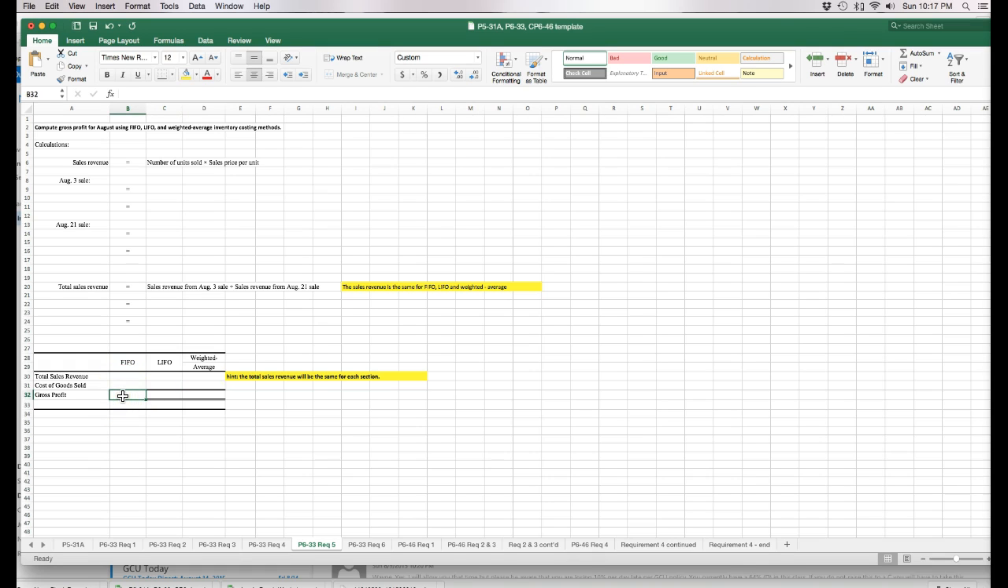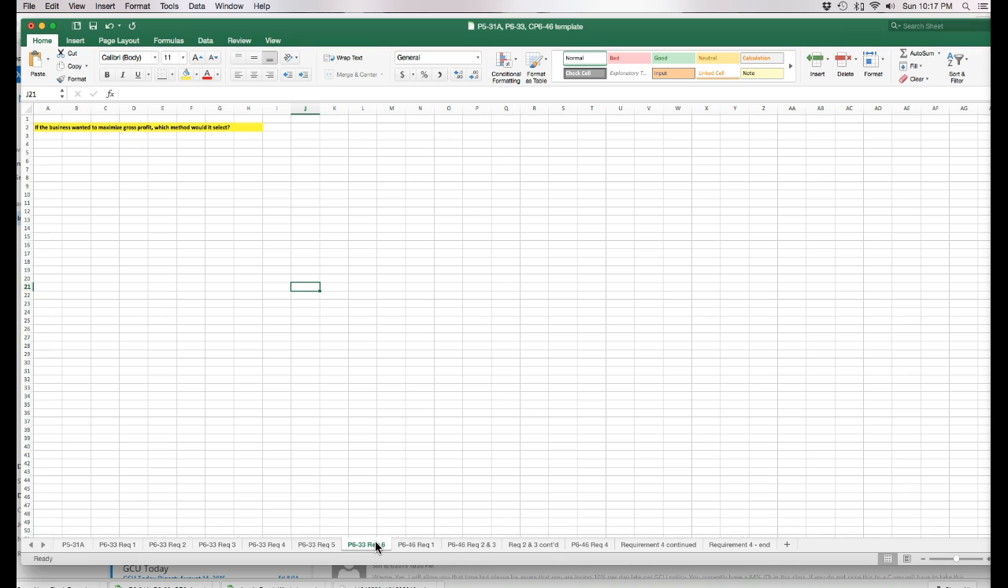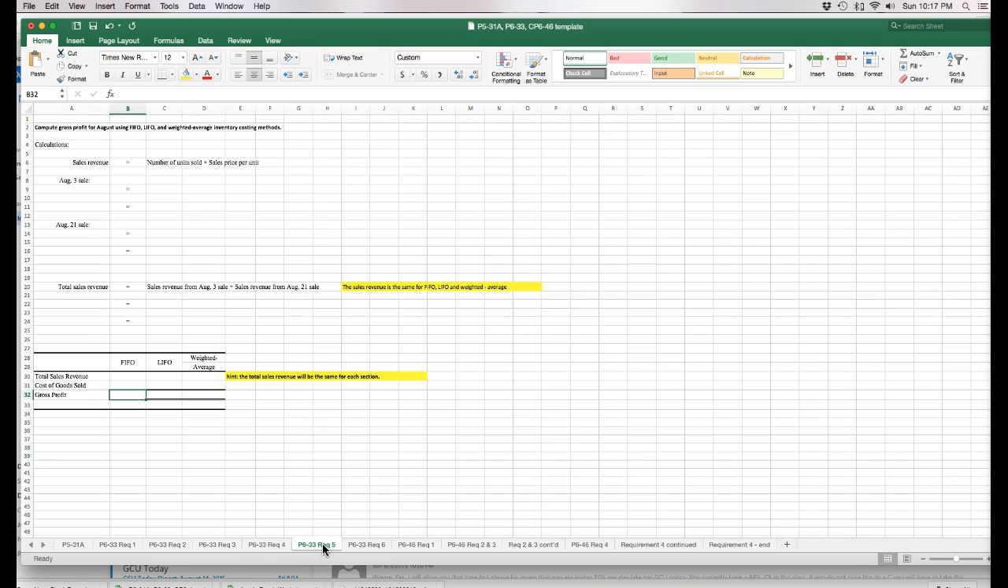Because remember, the cost of goods sold is what it cost us to bring those goods into the store, such as Walmart. And what we sold it for less what we paid to get those goods would equal our gross profit. And then finally, requirement 6 asks you to determine which of those methods you would select if you want to maximize your gross profit. So which of the methods, LIFO, FIFO, or weighted average, would give you the highest gross profit, which you'll be able to determine by taking a look at what you calculated back in requirement 5.